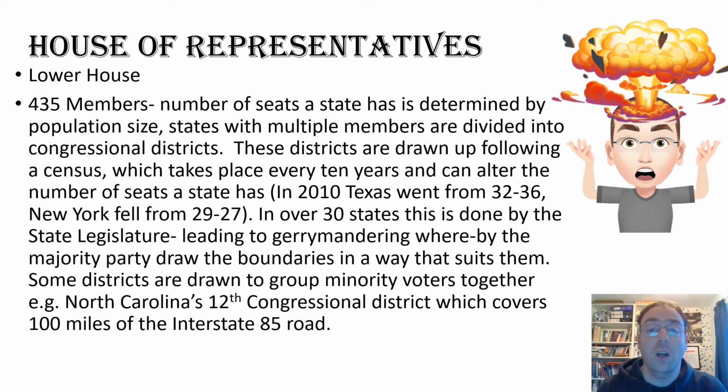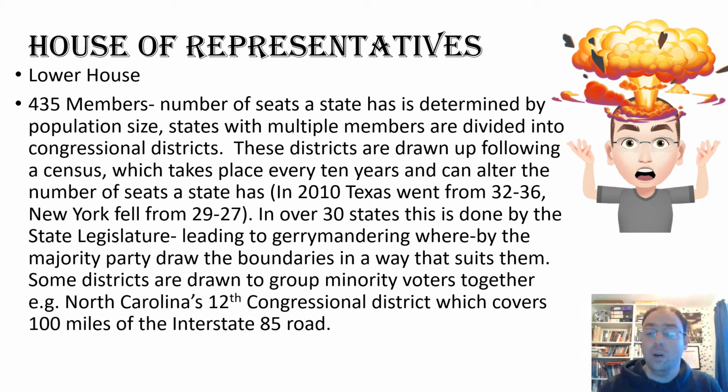To start off with, I'm going to have a look at the House of Representatives, which is the lower house. It has 435 members. The number of seats each state gets is determined by its population size. So this is roughly proportional. The states have multiple members, most of them are divided into congressional districts. And so the member of the House of Representatives, the congressman or congresswoman, represents that particular district, that particular area of that state. These districts are drawn up following a census, which takes place every 10 years.